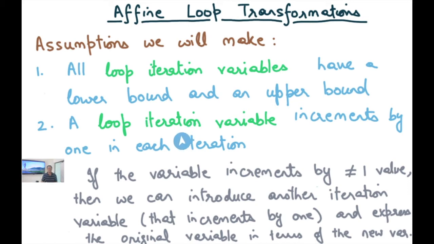Now this may seem like a limiting assumption. Why do I want the loop iteration variable to increment by 1? Why can't it increment by 2 or 3 or 4? The important implication here is that it must increment by a constant step. If it increments by a constant step, then it fits in this framework, and it is always possible. So if the variable increments by a value which is constant but not equal to 1, then we can introduce another iteration variable that increments by 1 and express the original iteration variable in terms of the new variable.